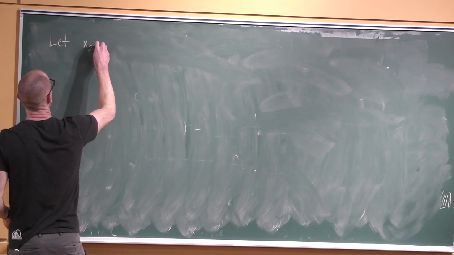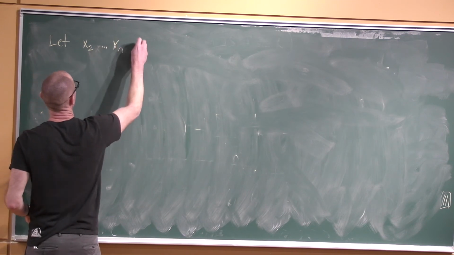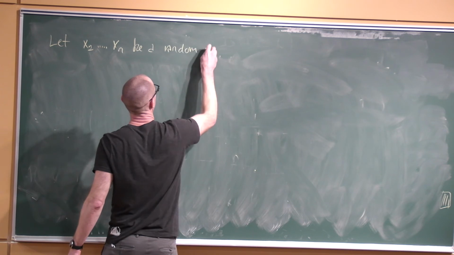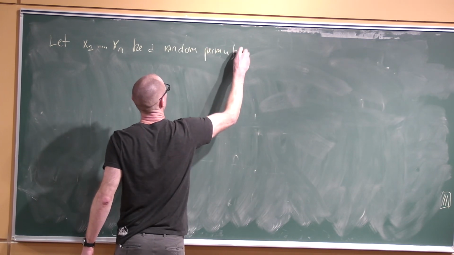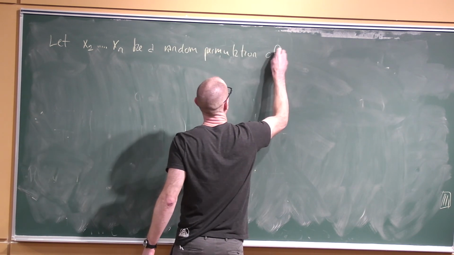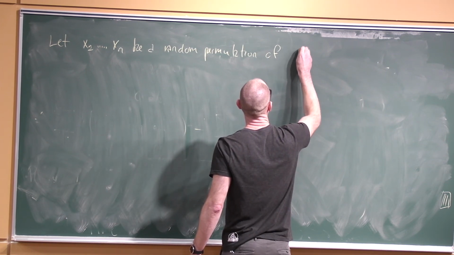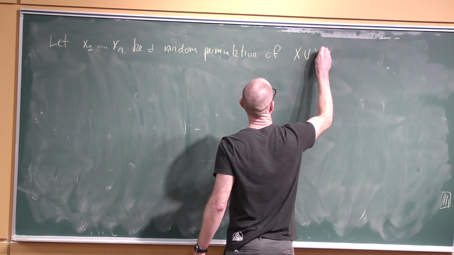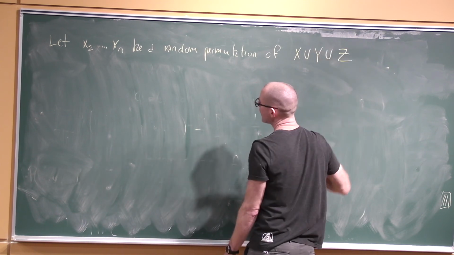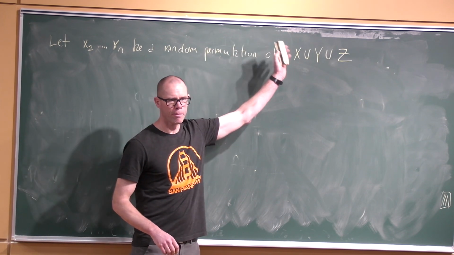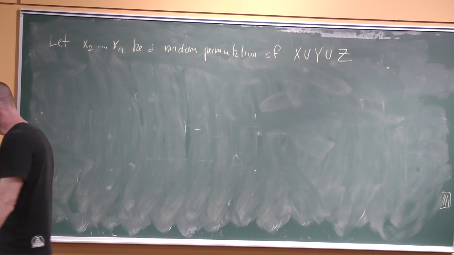Let x1 to xn be a random permutation of x union y union z. So we have all the elements that we're talking about in this whole statement, everything in x, y, and z. So let's randomly permute them.